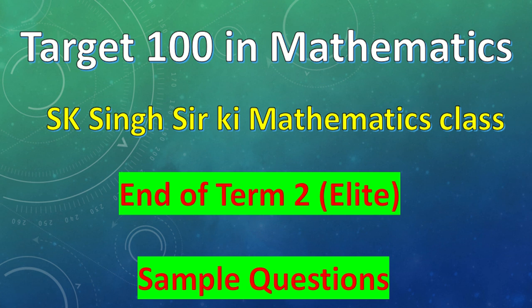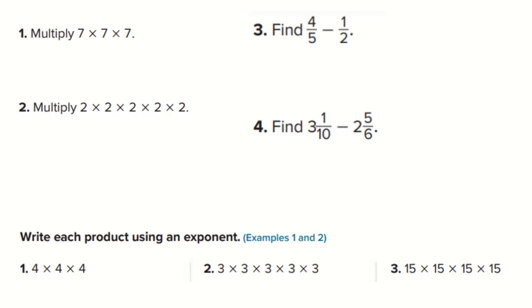This is an end of the term question paper, so I'm sure you have studied all the concepts. It is just a revision for all the lessons. So this video is going to be a little longer. Please have patience and try to understand the video completely. Let's start the lesson. First question is multiply 7 and 7.